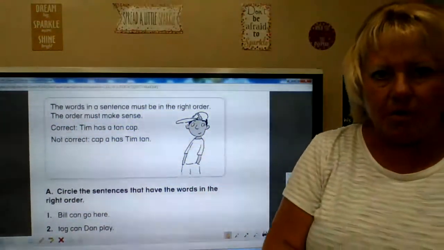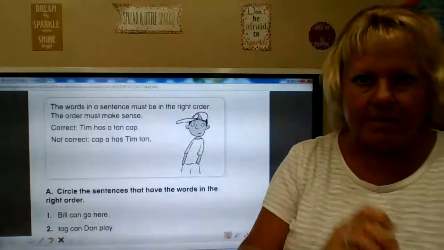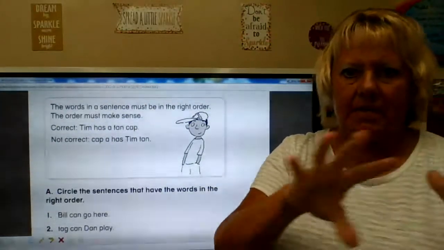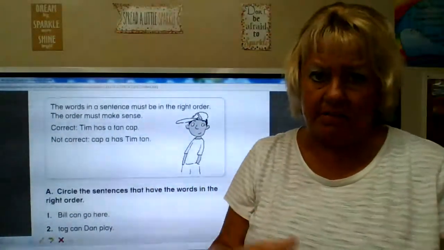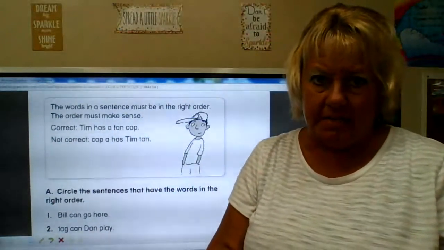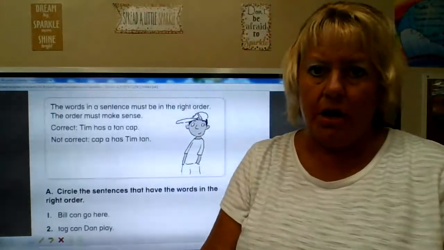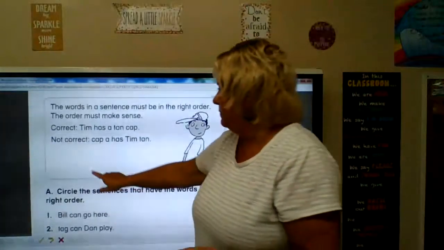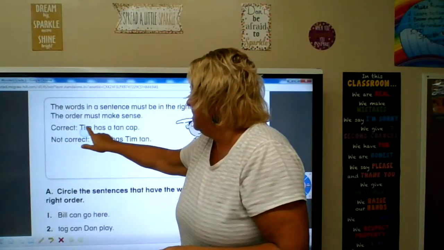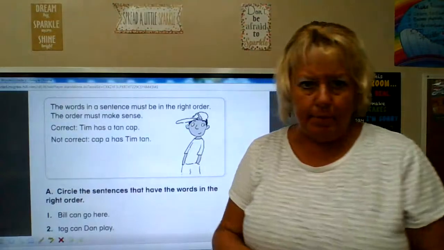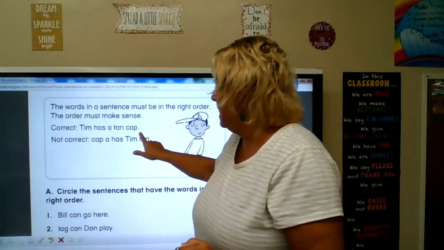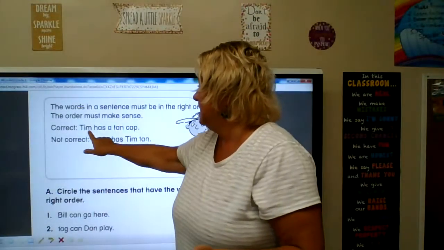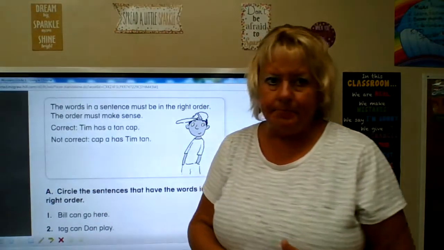Okay, so in order for a sentence to make sense, the words in the sentence have to be in the right order. Because if they're all mixed up, it's going to be really hard for us to know what the sentence is supposed to say. So this is a correct sentence. Tim has a tan cap. It starts with a capital, it ends with a period. It makes sense, the words are in the right order.